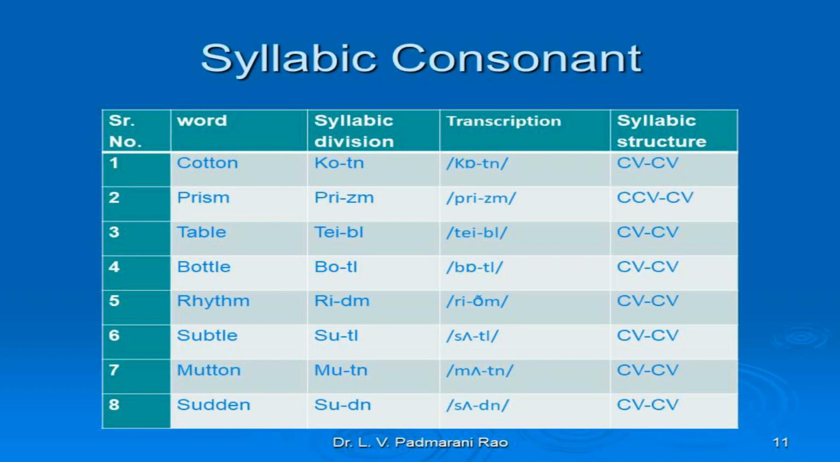Tay becomes the first syllable, bull becomes the second syllable, and bull is supposed to be CV structure. Bottle. Similarly are the words rhythm, subtle, mutton, sudden. So you can never be introducing any vowel sound in between them. It is not sudden, it is sudden. It is not mutton, it's mutton. It is not rhythm, it's rhythm. It's not bottle, it's bottle. It's not table, it's table. It's not prism, it's prism. It's not cotton, it's cotton. And there lies the actual pronunciation of these words.